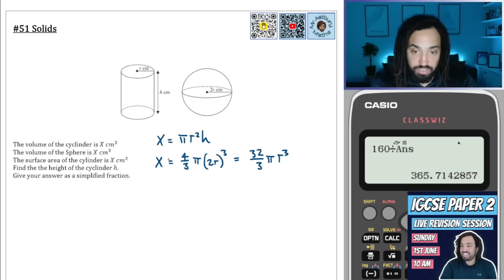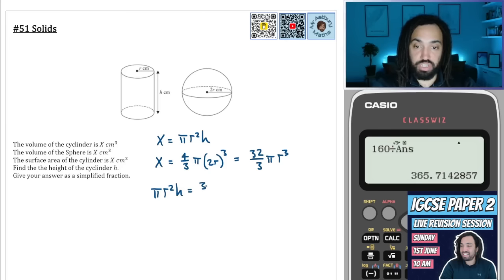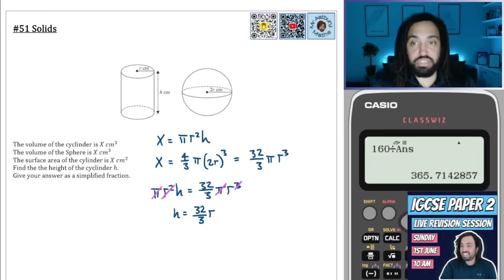so if these are both equal to x, it means we can set them both equal to each other. So we can say that pi r squared h is equal to 32 over 3 pi r cubed. And we can cancel a pi from both sides, and we can cancel an r squared from both sides, which leaves just r there. So we get that h is equal to 32 over 3r. Okay, so that's got to be useful, but obviously we can't do anything in terms of solving yet. We need more information.